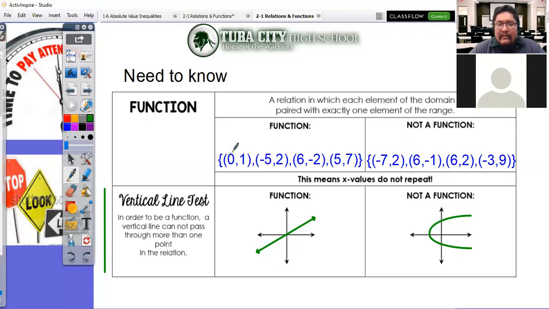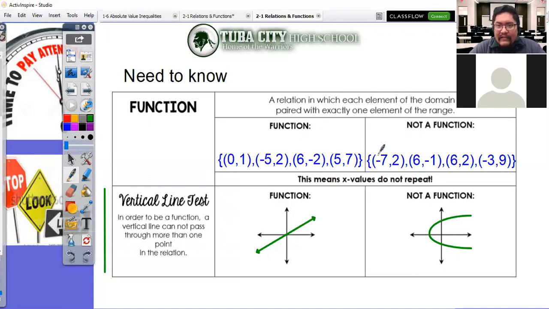So here I have (0, 1), (-5, 2), (6, -2), and (5, 7). So these are my 4 spots. Now this one is a function. If we look at all of the X values, 0, -5, 6, and 5, those are all of my X values. None of them repeat themselves. So that means this is a function.